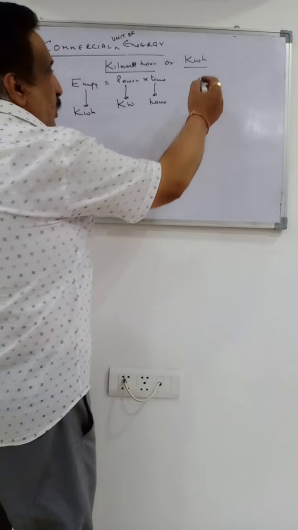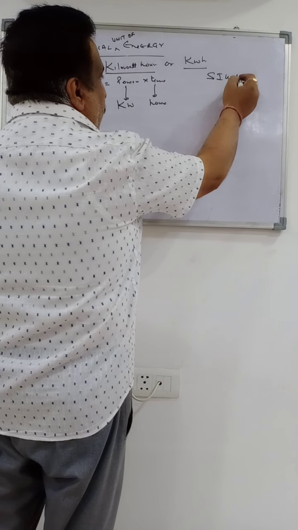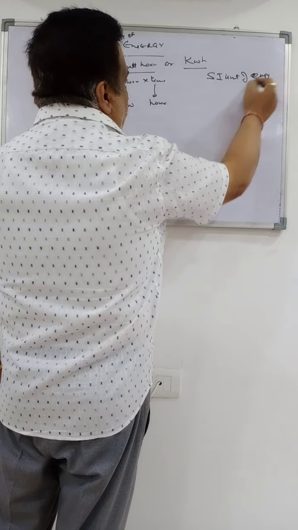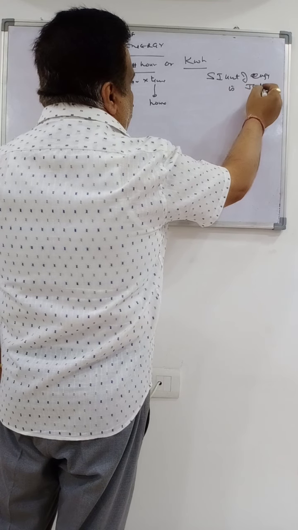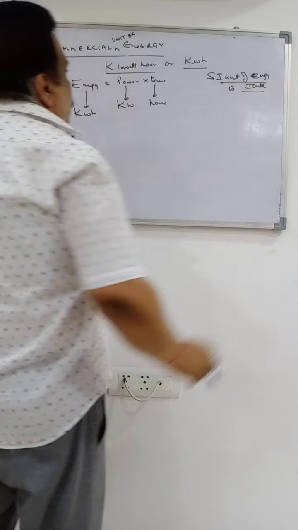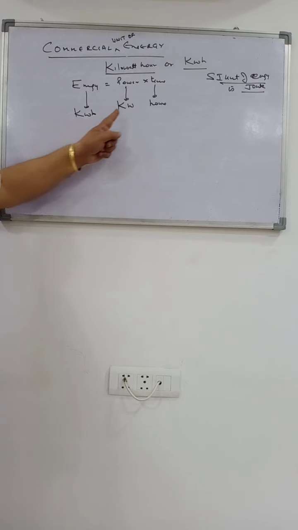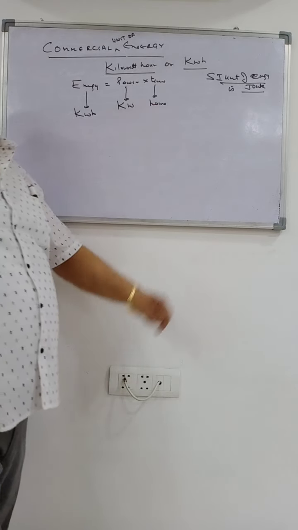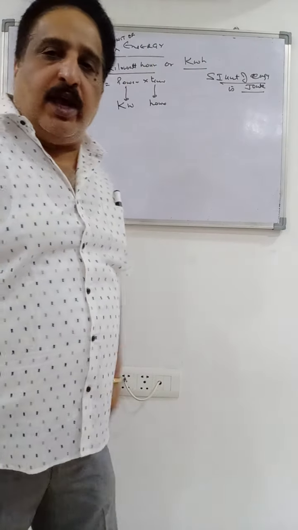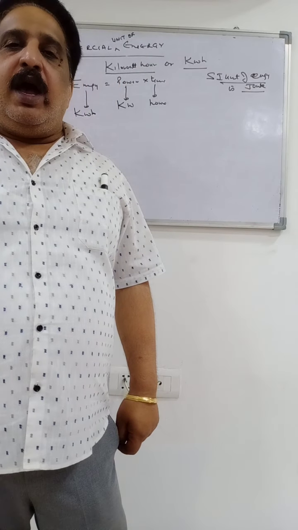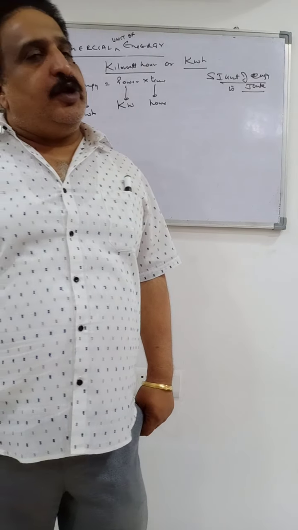What was the SI unit of energy? SI unit is joule. In case of joule, if you take energy in joules, then the power will be in watts and time will be in seconds. So this is the commercial unit and that is the SI unit of energy. Now we have to derive the relationship between kilowatt hour and joule.